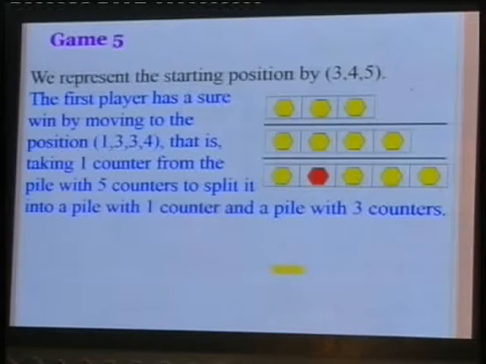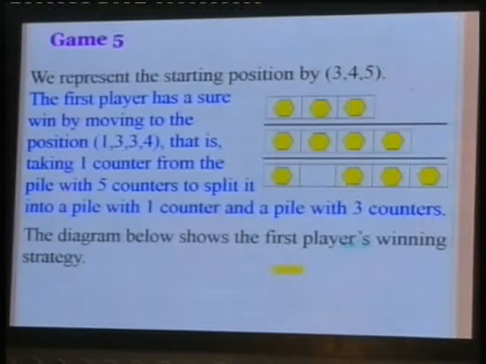How many numbers determines how many rows there are, and the number itself determines how many counters are in that row. So the starting position is 3, 4, 5. As we'll see, this notation definitely helps a lot. So when you're solving problems, don't be afraid to introduce new notation yourself, because that often can make things a lot easier. In this game, it turns out player 1 has a winning strategy. They take exactly 1 counter from the 5th row to split it up into a 1 and a 3. We can analyze what happens after this with this diagram.